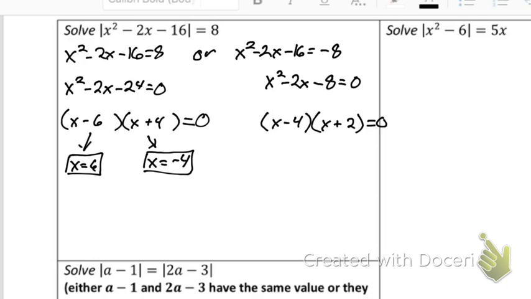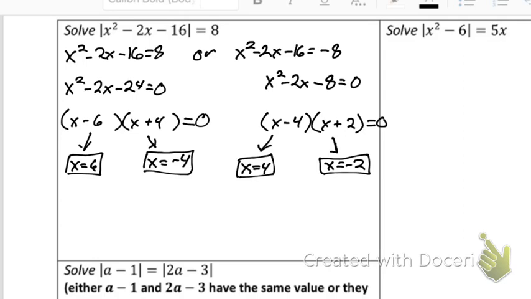It's too confusing for me to say. Okay, so x equals 4 and x equals negative 2. And those are all our answers. And you could check them. They'll work. All 4 of them will work.